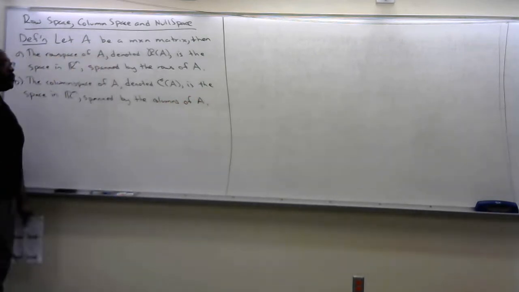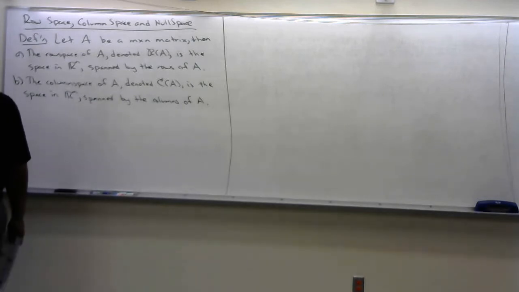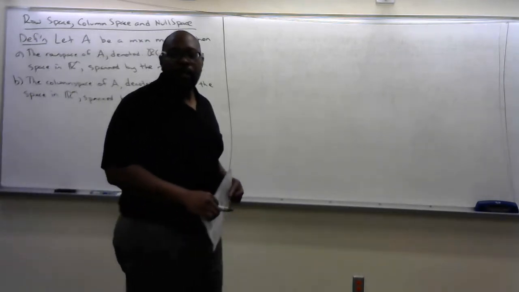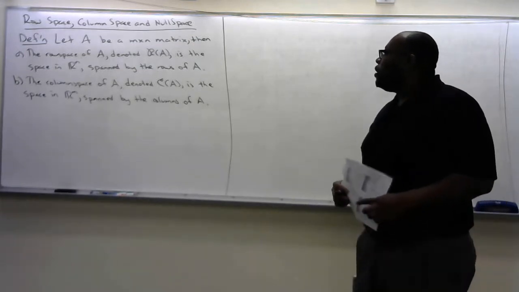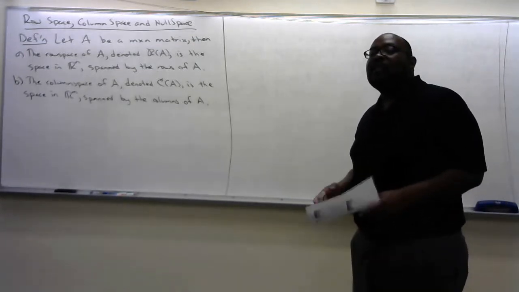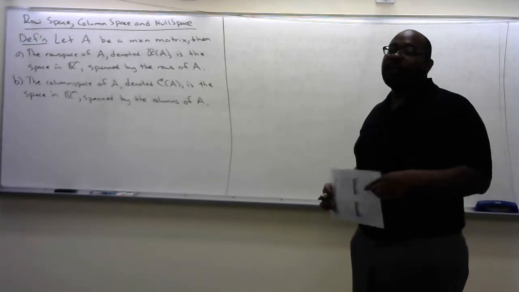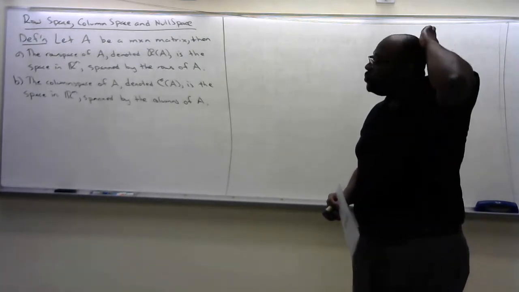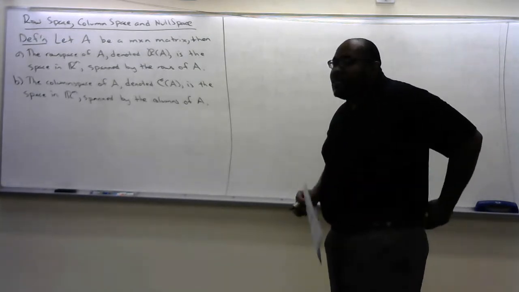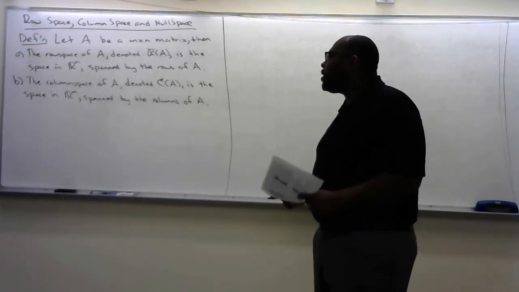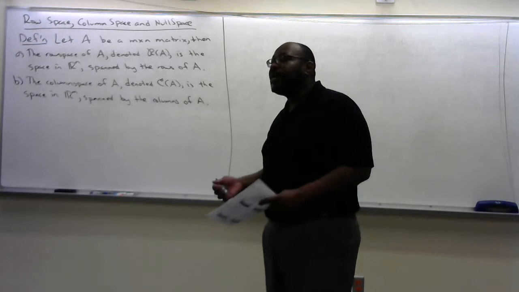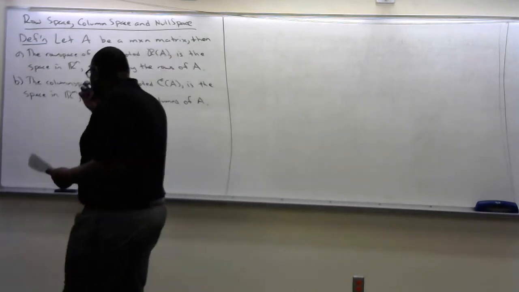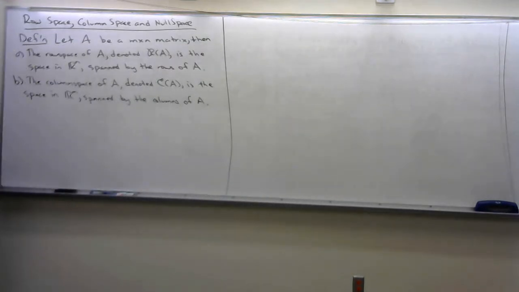So essentially we're dealing with a subspace either in R^n or R^m. The row space of A is the subspace when we take all linear combinations of the rows of A. And the column space is the subspace when we take all linear combinations of the columns of A. We'll talk about what a null space is a little bit later. Let's look at these two first.